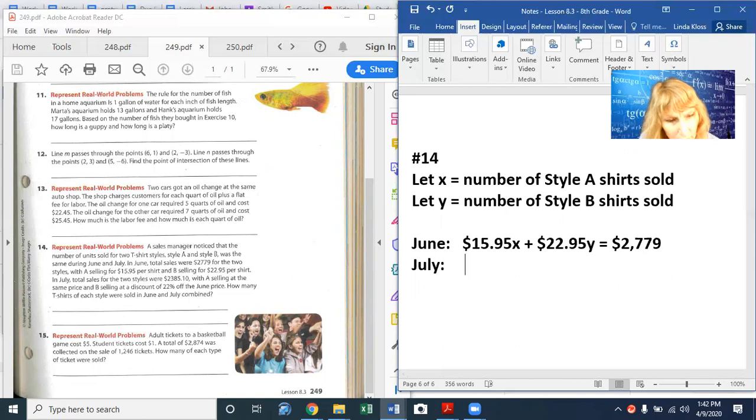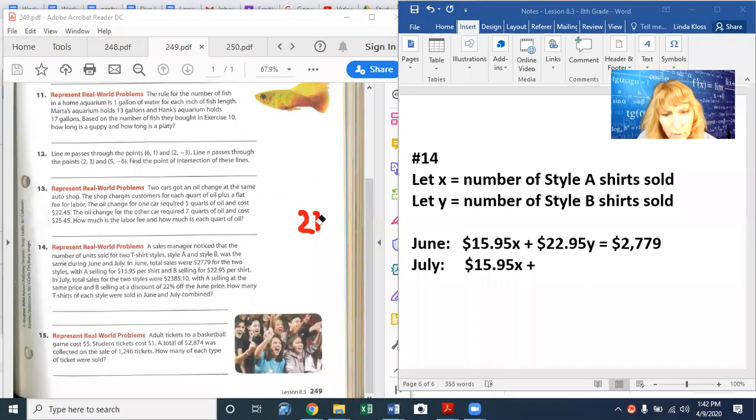The July equation says the style A shirt sold for the same price times the number of shirts, plus what is going to be the price for the style B shirts for July. Well, it's 22% off. So if I were going to do 22% off of a number, write it over here, 22%. How do you change that to a decimal? Exactly, you move your decimal 2 places to the left.